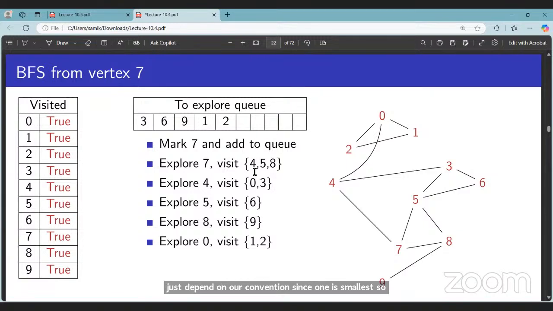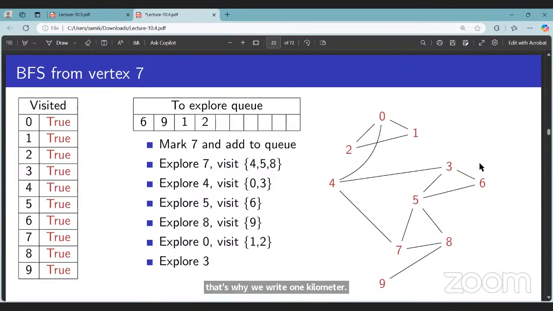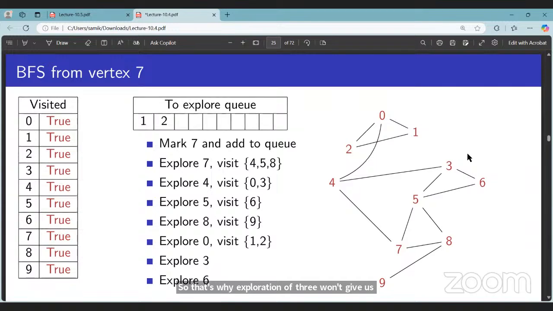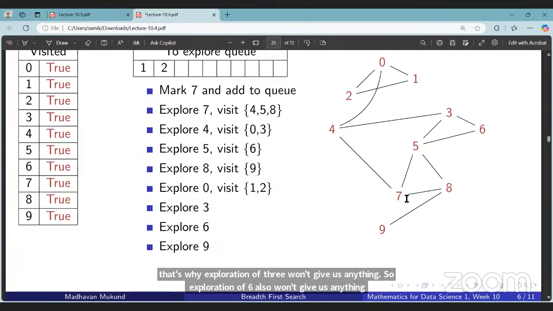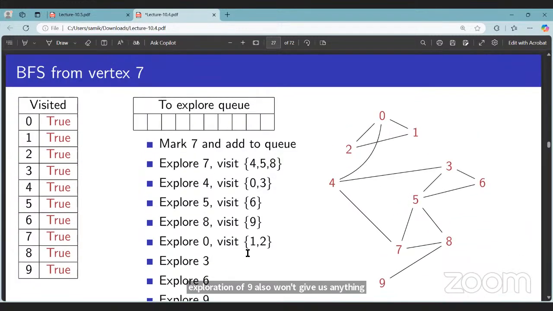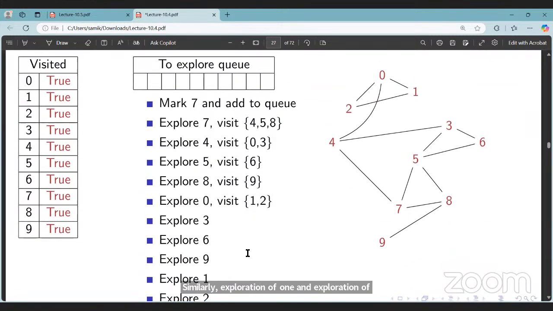Now the next step says explore the vertex number 3. But all the neighbors of vertex number 3 have already been visited. It won't give us any new information. So exploration of 3 won't give us anything. Exploration of 6 also won't give us anything, nor will exploration of 9, 1 and 2. Since our queue is empty, we can stop our BFS scan. So this is the basic BFS method.